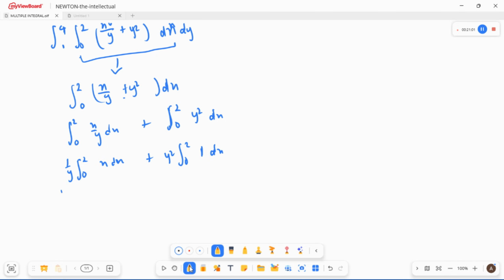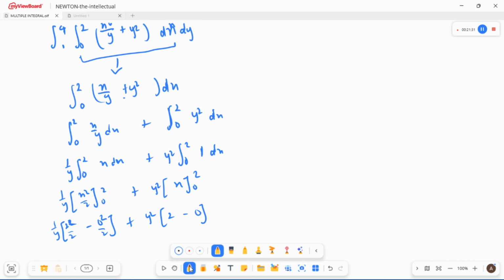Now integrating this, we have 1 over y, we have x squared over 2 from 0 to 2 plus y squared, then we have x from 0 to 2. Now remember, because we are integrating with respect to x, it means that the values of the limit are only going to represent the x value. So we have 1 over y, so we have 2 squared over 2 minus 0 squared over 2 plus y squared times 2 minus 0. Let's finish our solution. So we have 1 over y, and here we have 2 squared over 2, which is 4 over 2, which is 2 minus 0.